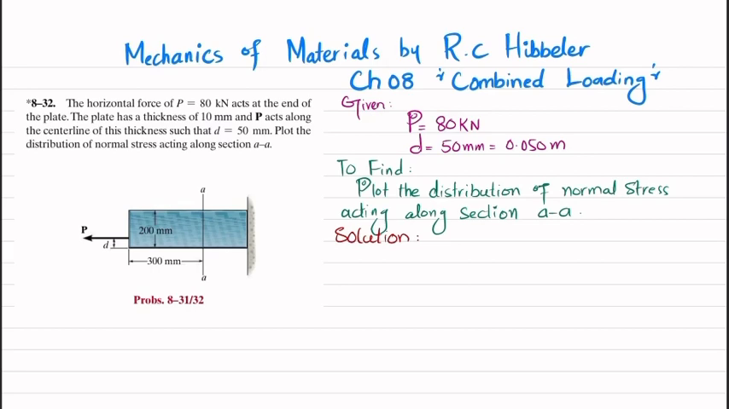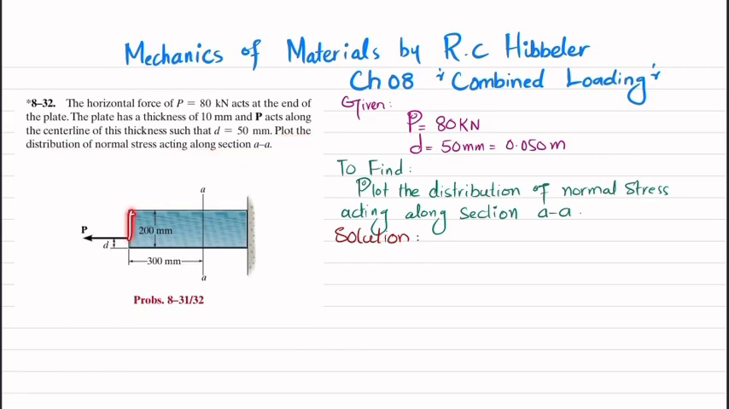Welcome back. Problem 8-32. So this problem is taken from Mechanics of Material by RC Hibbeler, and this is chapter number 8, combined loading. The statement of problem is the horizontal force of P 80 kilonewton acts at the end of the plate. The plate has a thickness of 10 millimeter and P acts along the central line of this thickness such that D is 50 millimeter. Plot the distribution of normal stress acting along section AA.